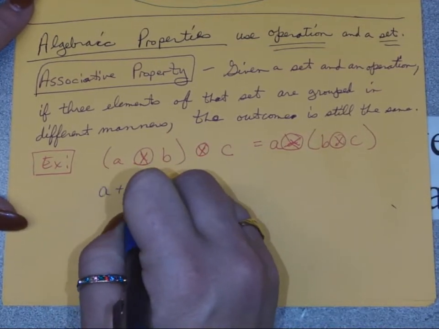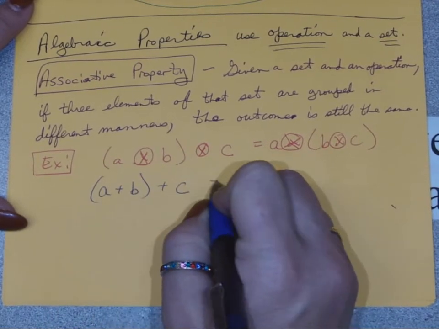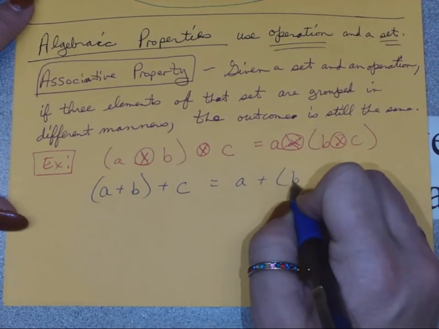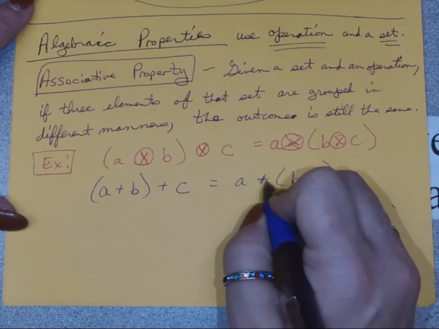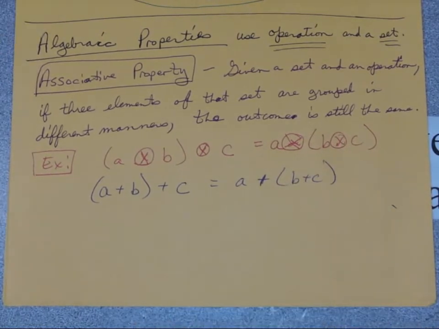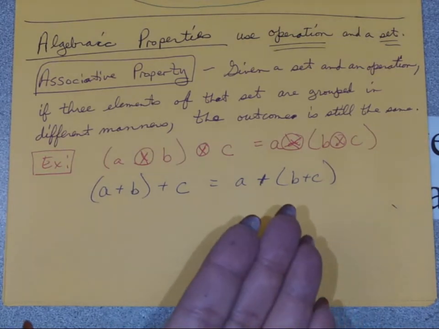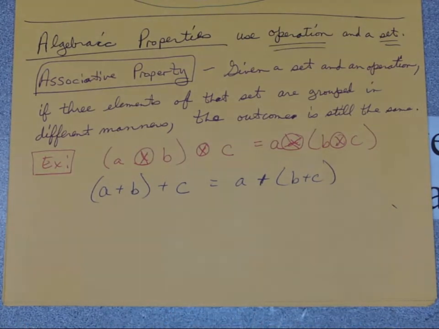A plus B plus C is the same as A plus B plus C. Is that true or false? Okay, well, it might depend on what set we're in. It might depend on what operation we're doing. So in this case, I'm doing addition, and let's say we're looking at whole numbers, addition of whole numbers.